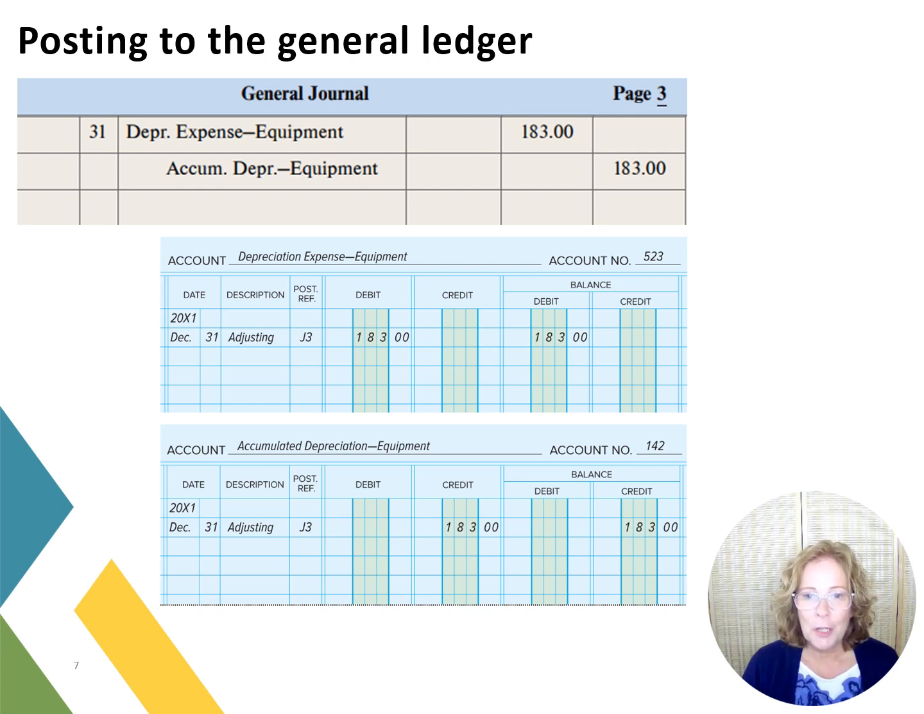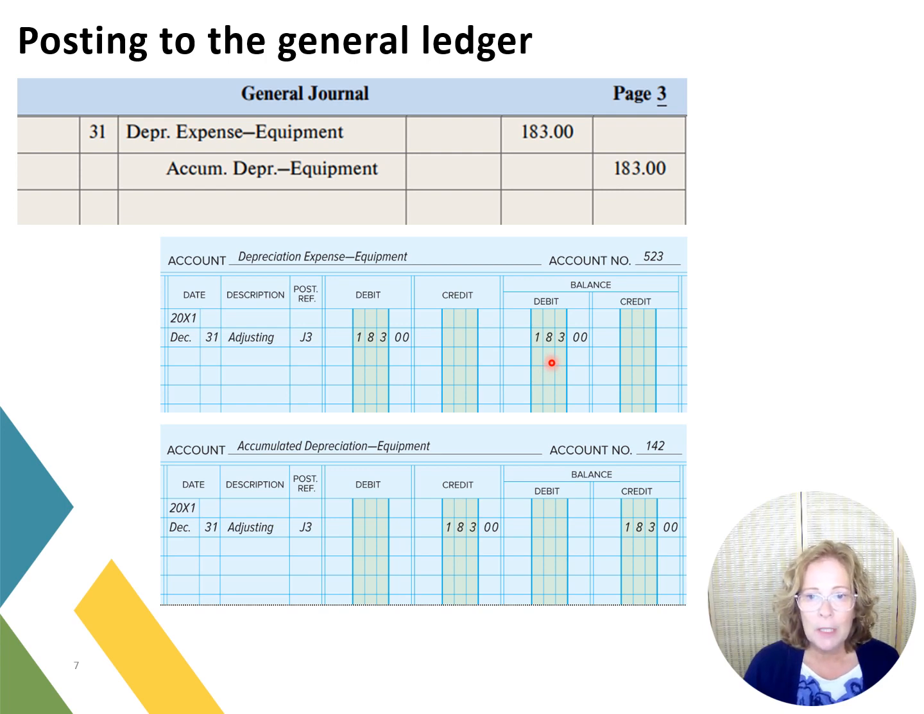For our third journal entry, let's look at the two accounts, depreciation expense and accumulated depreciation, that are listed in our journal entry. Let's write the date into the date column of the depreciation expense account, adjusting into the description, the journal entry page J3 into the posting reference column, and the debit of $183 into the debit column. This account has no prior activity, and therefore the new balance is $183.